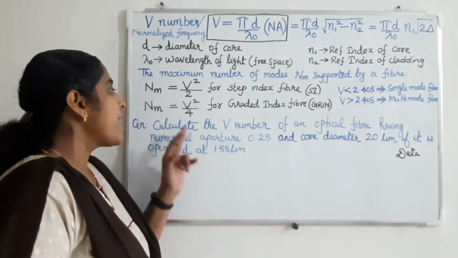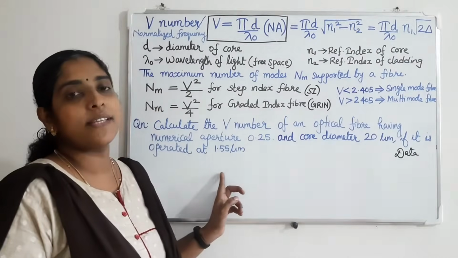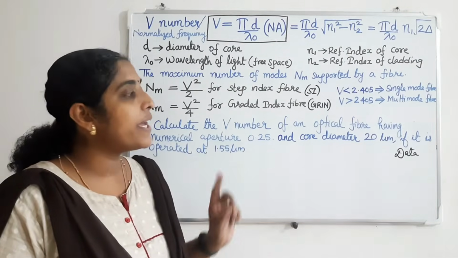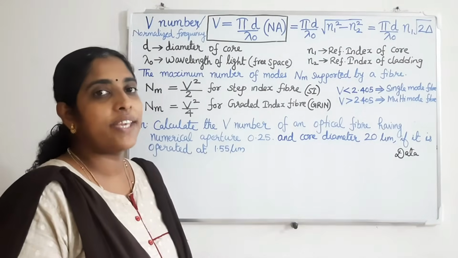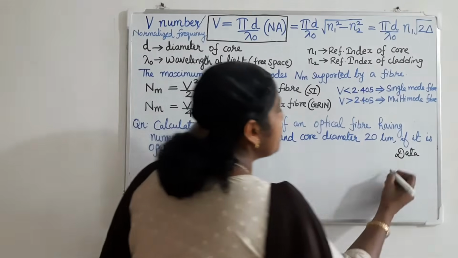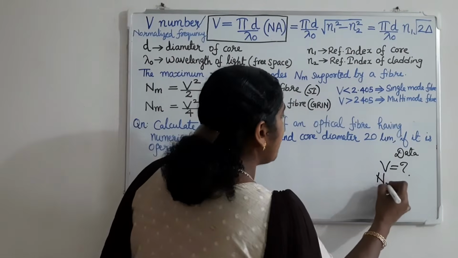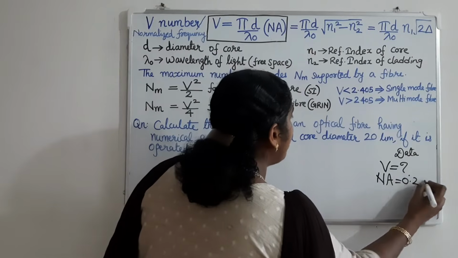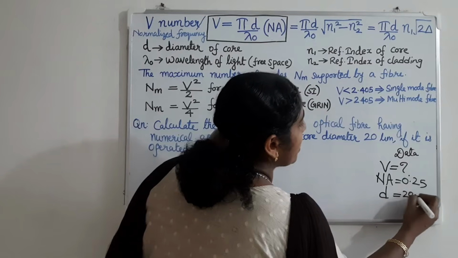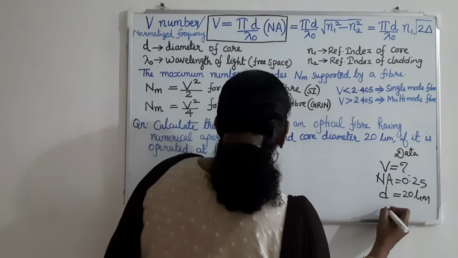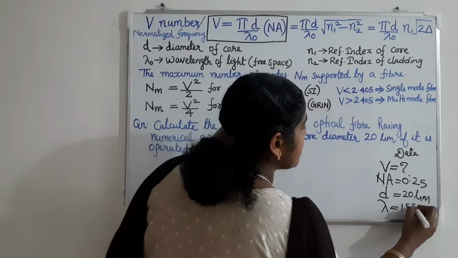See the first question. Calculate the V number of an optical fiber having numerical aperture 0.25 and core diameter 20 micrometer if it is operated at 1.55 micrometer. So we want to find out the V number of an optical fiber with the numerical aperture 0.25 and core diameter, that is D, is equal to 20 micrometer, if it is operated at 1.55 micrometer, that is wavelength is 1.55 micrometer.